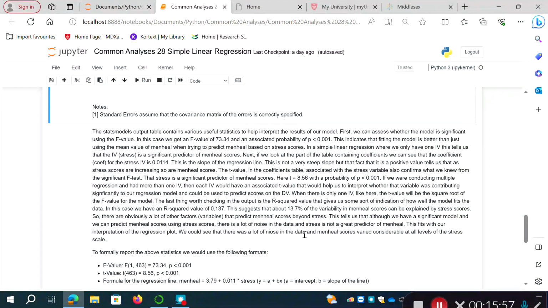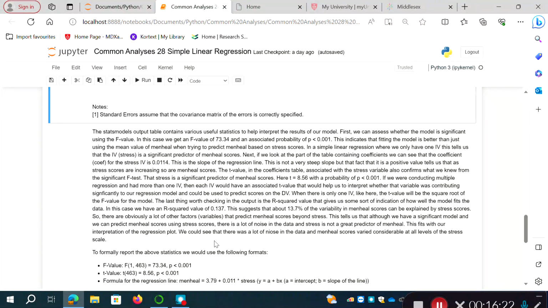So that's not a lot of the variability. There's obviously a lot of other factors, a lot of other variables that predict mental health scores beyond stress level. So that tells us that although we have a significant model and we can predict mental health scores using stress scores, there's a lot of noise in the data, and stress isn't a great predictor of mental health. And that fits with our interpretation of the original regression plot.